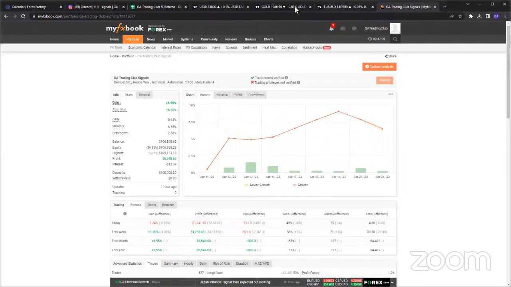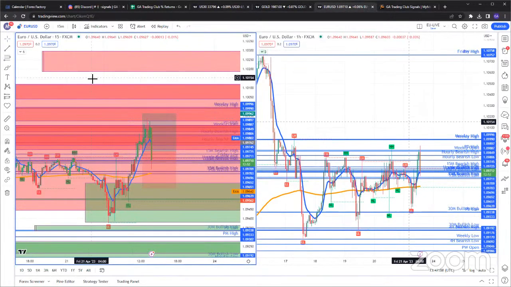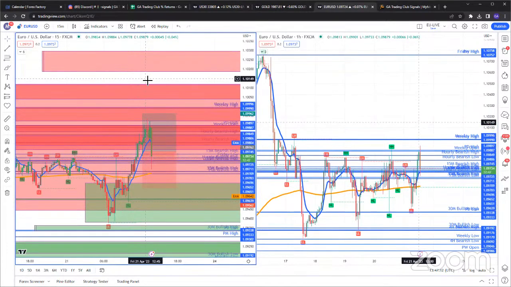The only ones that I intervene with: if I get a 5-minute buy and then a 15-minute buy, I'm going to close one of the buys. I don't like being in two trades in the same direction for a given instrument. So that is the only time I'll intervene for a signal.